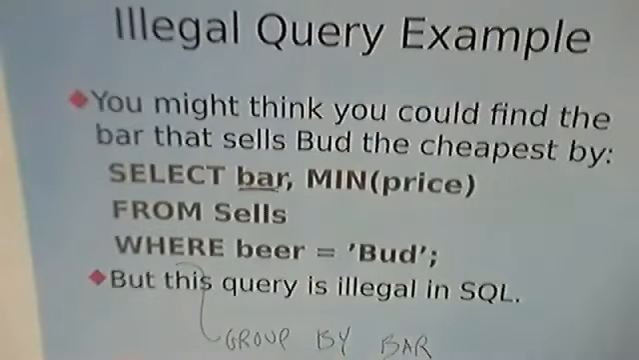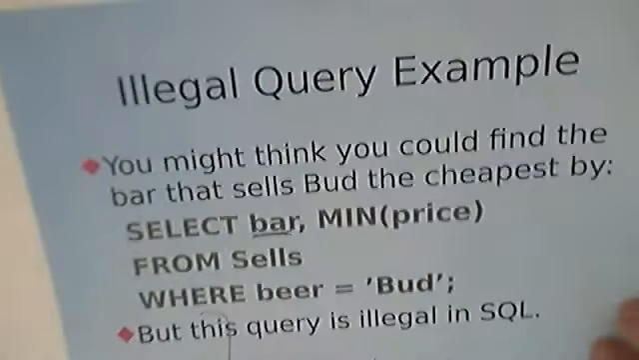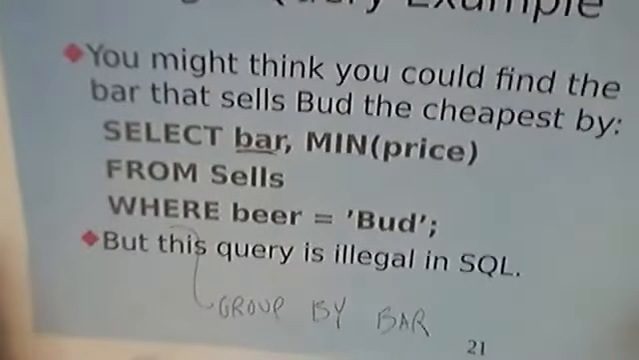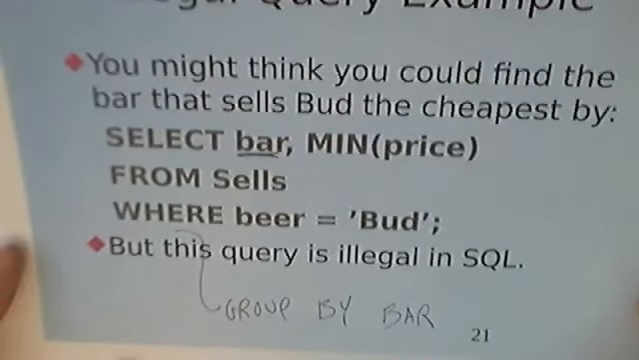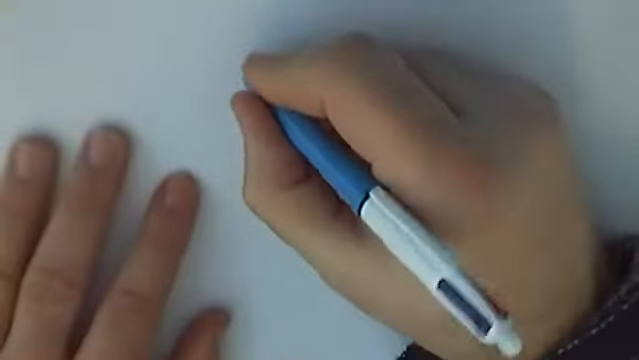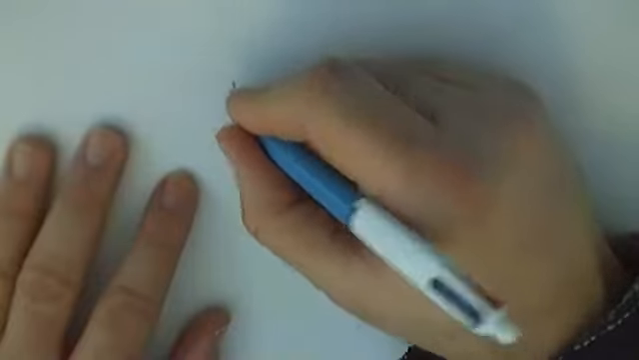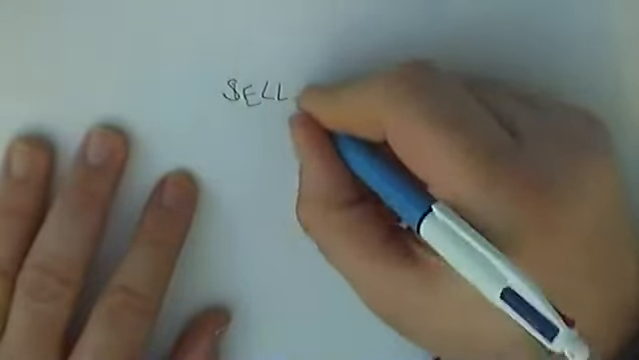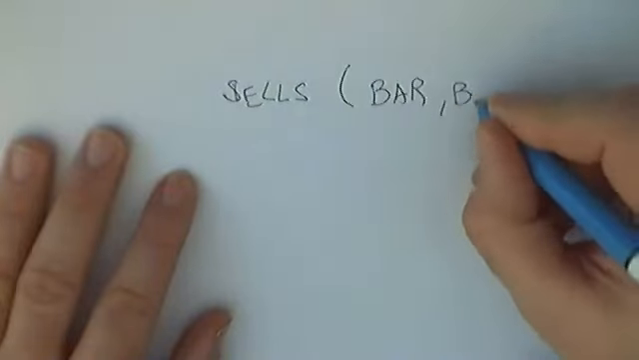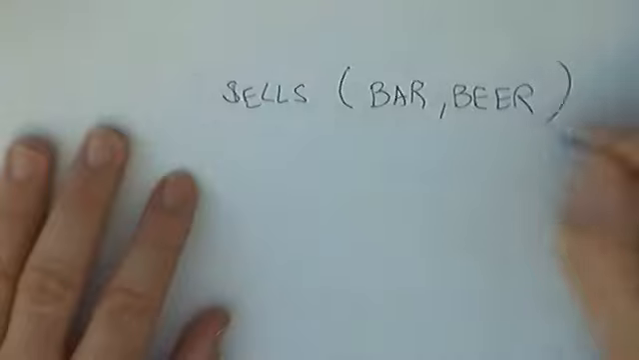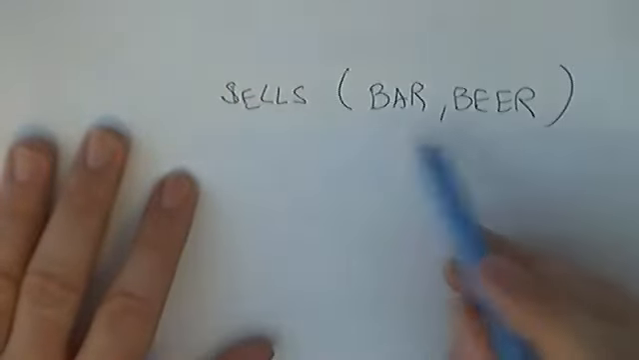So what is actually, this group by, so let's actually get back to the relation. Let's say that we have this. What we want is to get the bar that sells Bud the cheapest. So if we want to do that, let's just do that. We have Sells, and we have bar and beer. Okay, so that's our relation here. So a bar is selling a beer.